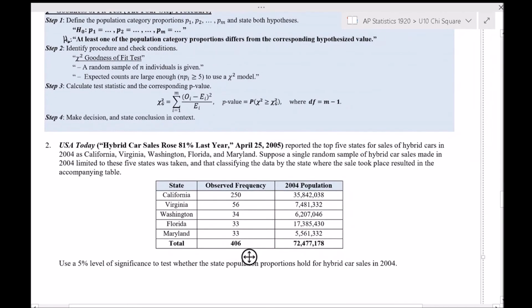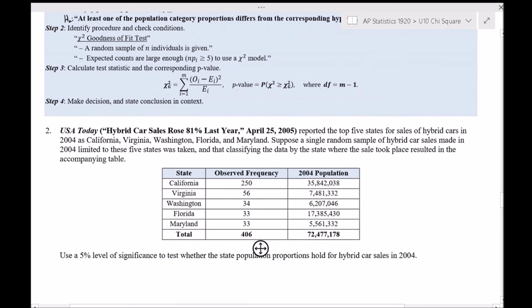So look at number 2. USA Today: hybrid car sales rose 81% last year. That's in 2005, so that's not last year. That was 15 years ago. It reported the top 5 states for sales of hybrid cars in 2004 as California, Virginia, Washington, Florida, and Maryland. Now suppose a single random sample of hybrid car sales made in 2004, limited to these 5 states, was taken, and that classifying the data by state where the sale took place resulted in the accompanying table.